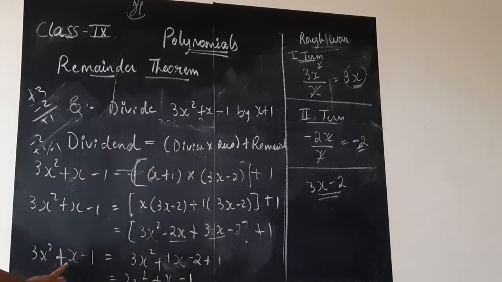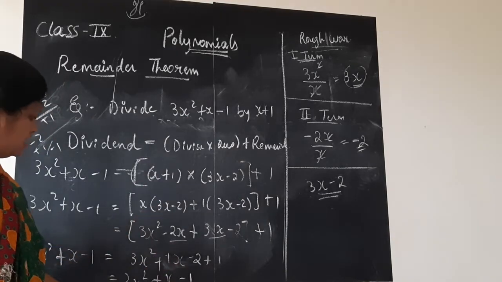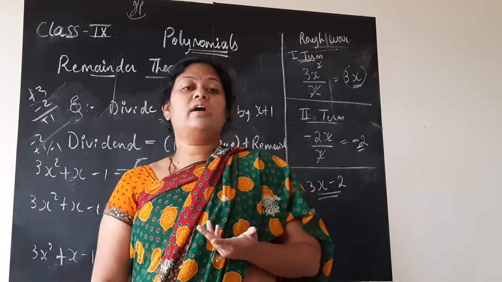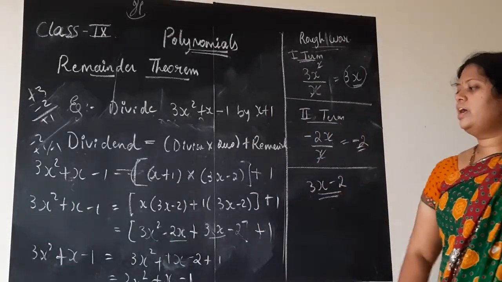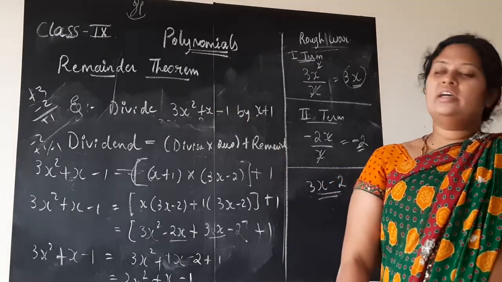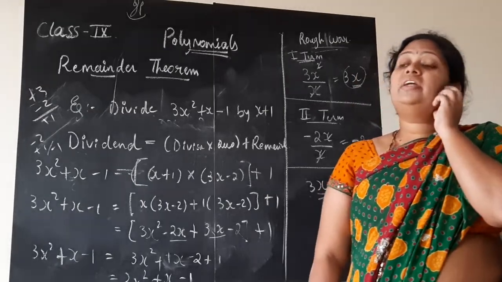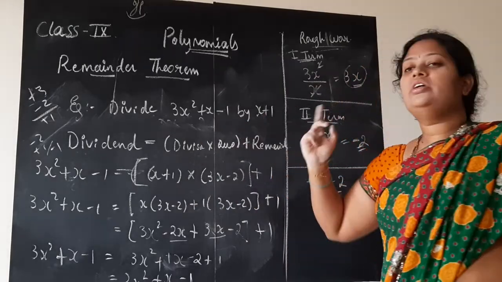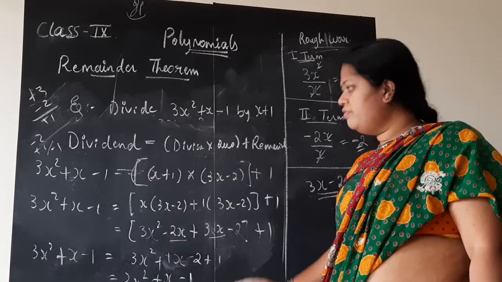What is in my LHS? See, 3x square plus x minus 1. What did I get on verifying my quotient and remainder? 3x square plus x minus 1. Is not LHS equal to RHS? Yes. It means whatever quotient and remainder plus 1 I got using the remainder theorem is correct. This is how you verify, children. You need not show the verification, but if asked, I will divide like this using the remainder theorem and verify. If asked only, you should verify it and show.